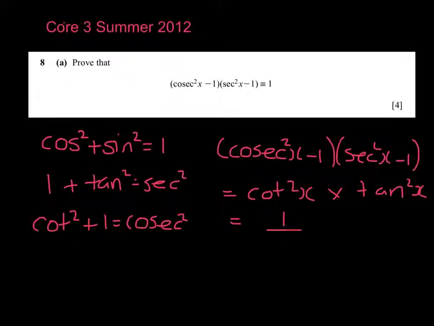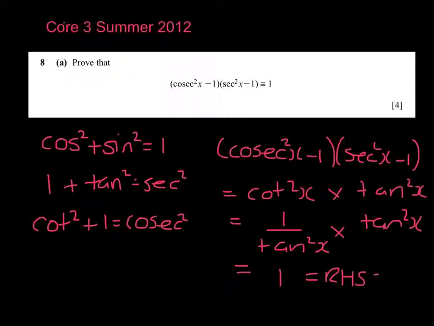And cot squared is 1 over tan squared. Alternately, I could have made tan squared 1 over cot squared. The tans are going to cancel, that leaves me with 1, which is the right-hand side, and I've answered the question.